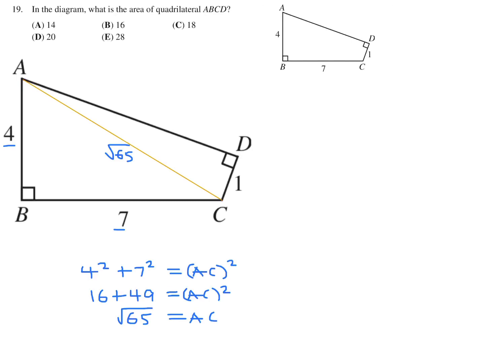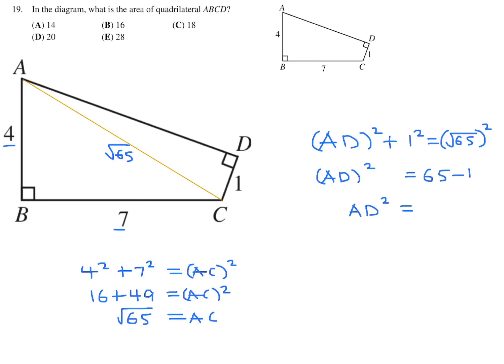Now I need to figure out AD, the distance from here to here. So again, using Pythagoras, AD squared plus 1 squared is equal to root 65 all squared. Okay? And therefore, this means that AD squared is equal to 65 minus 1. AD squared is equal to 64, and therefore AD is equal to 8. And now, this quadrilateral basically is two triangles. In my diagram, I just divided them by this orange line. So the area of that quadrilateral will be the area of the two triangles added together.